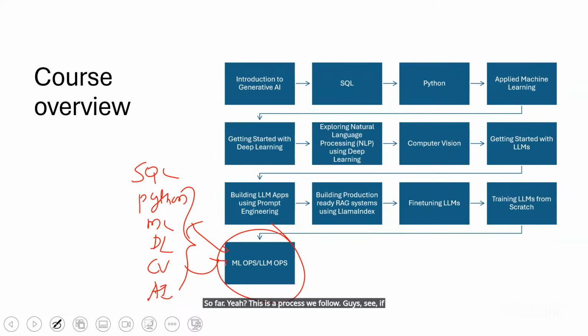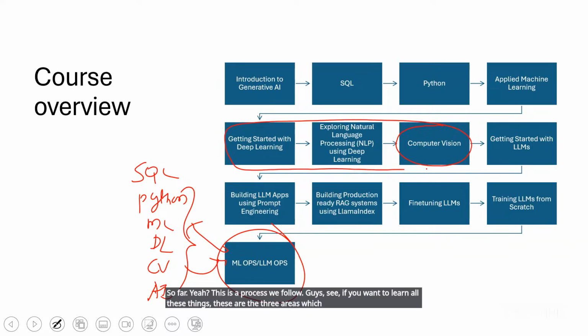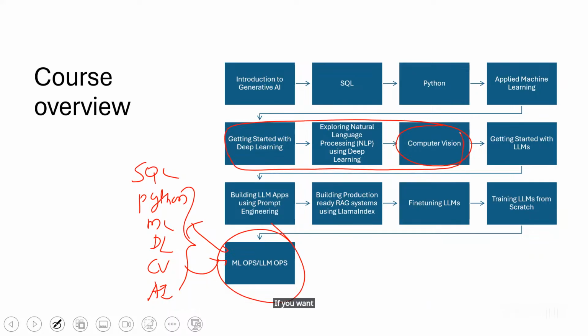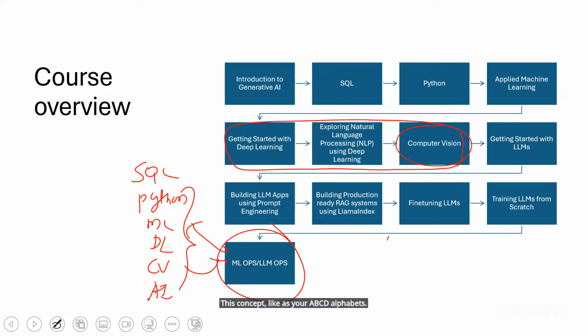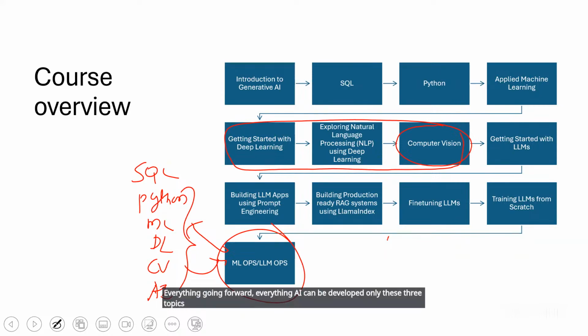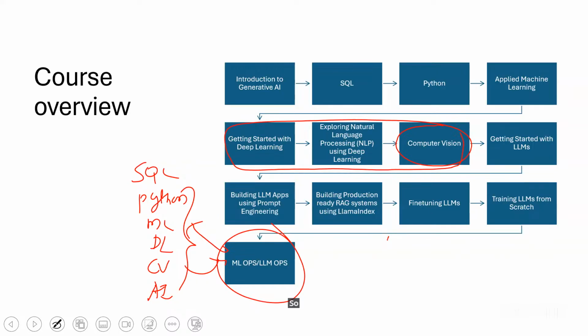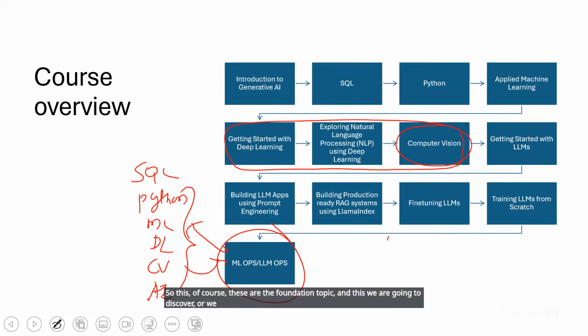Guys, see, if you want to learn all these things, these are the 3 areas which are really required. If you want to go with your own applications, you want to run your own company tomorrow, you want to create your own applications, these 3 topics are really important as a foundation concept, a fundamental concept for generative AI. These concepts are like your ABCD alphabets. What language can you speak? These are the alphabets of the language. Tomorrow, ChatGPT may be there, may not be there, but this will be there forever. Everything going forward, everything in AI can be developed only on these three topics. Of course, these are the foundation topics. Based on this, we are going to discover or utilize these topics.